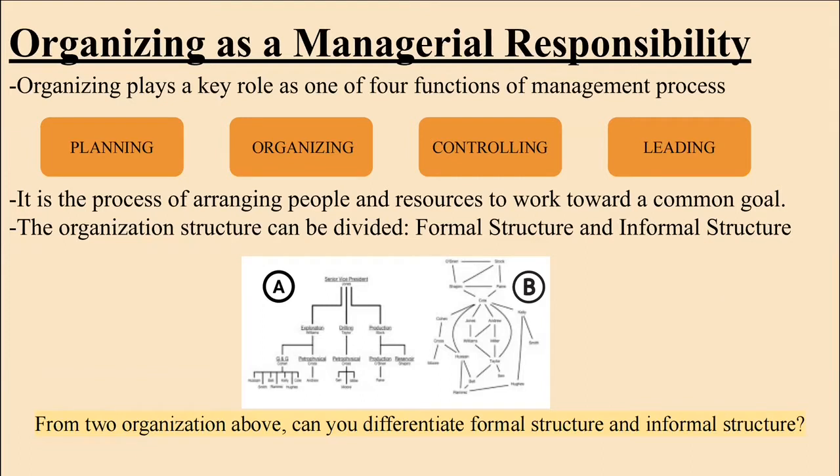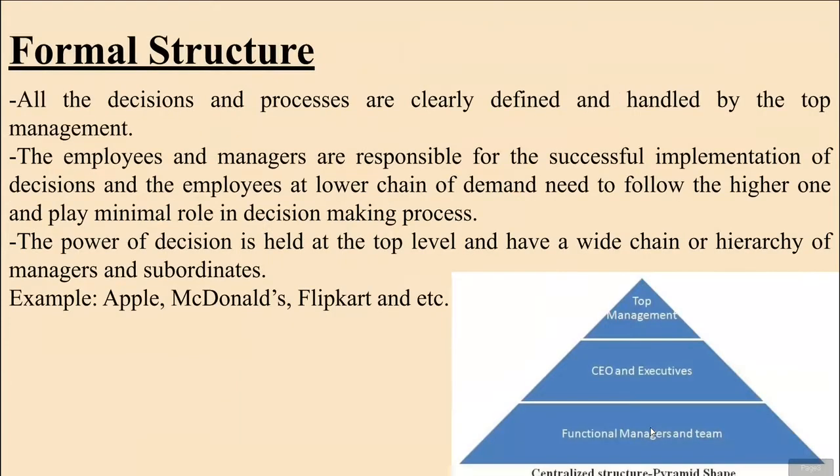Okay, I will present organizing as a managerial responsibility. There are 4 functions of the management process: first, planning; second, organizing; third, controlling; fourth, leading. Organizing is the process of arranging people and resources to work toward a common goal. Based on the slides from 2 organizations in the picture, Lika Jing, can you differentiate which are the formal and informal structures? Yes, A is formal structure while B is informal structure. Yes, correct.